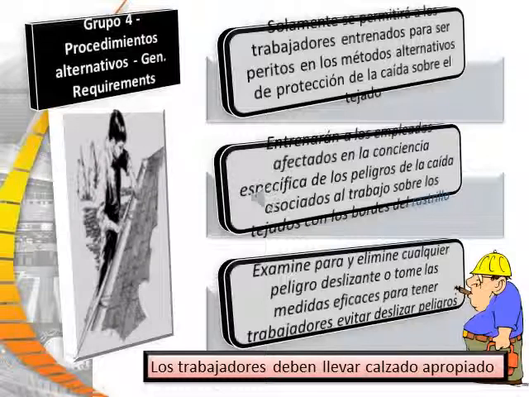General requirements for Group 4 alternative call for only workers trained to be proficient in alternative means of fall protection to be allowed onto the roof. Affected employees shall be trained in specific awareness of fall hazards associated with work on roofs with rake edges. They shall be inspected for and eliminate any slipping hazards or take effective measures to have the workers avoid slipping hazards. Workers must wear appropriate footwear.